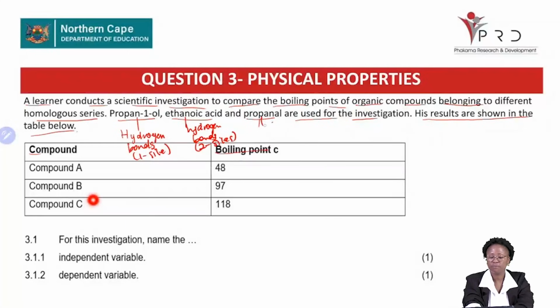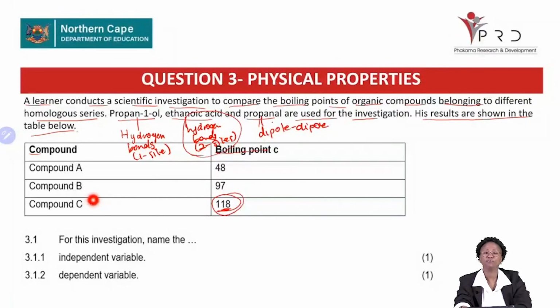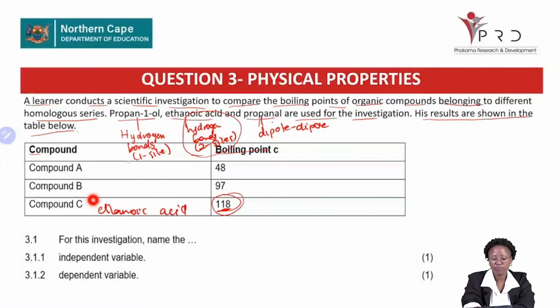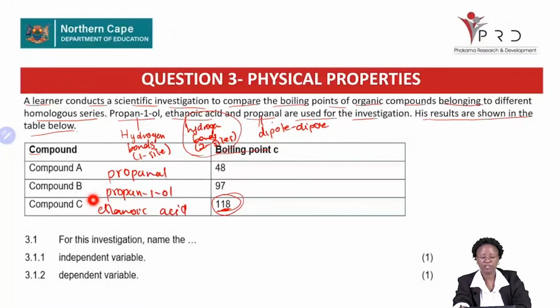Then we have propanal, which belongs to dipole forces. Right, if I look at these compounds, the one with the highest boiling point will be the one with the strongest intermolecular force, and in this case that is ethanoic acid. So this one will be our ethanoic acid, followed by our propan-1-ol, and then lastly our propanal. Right, I hope we are together there.